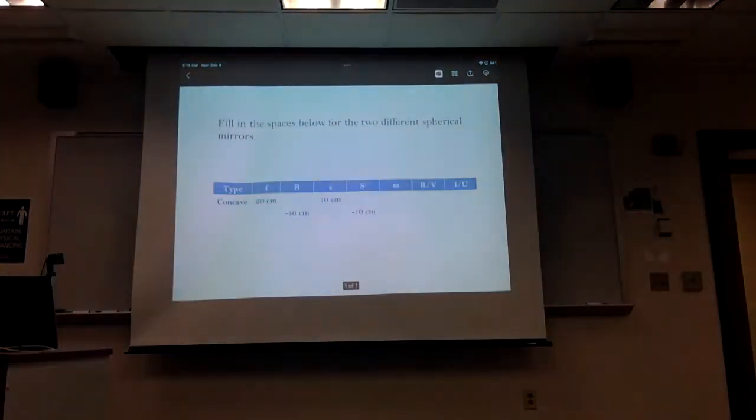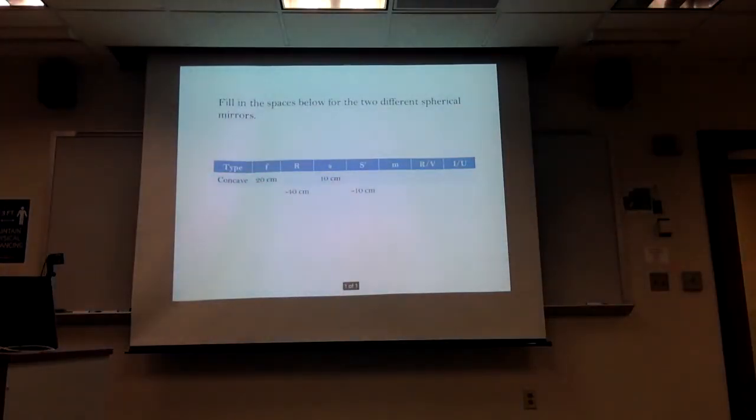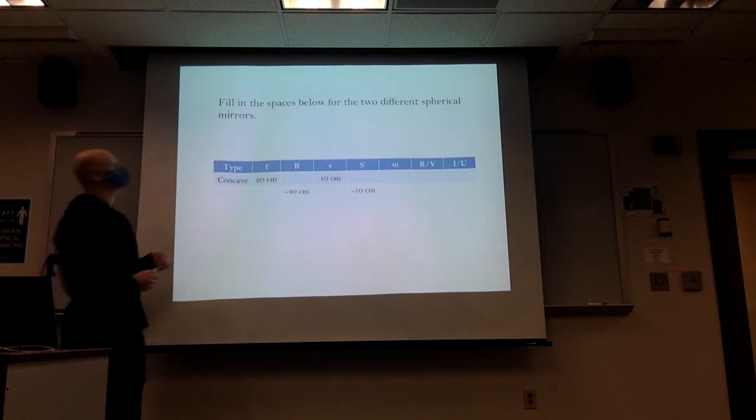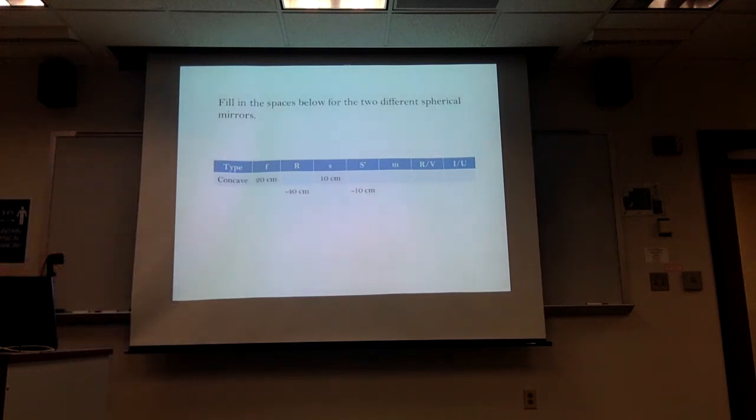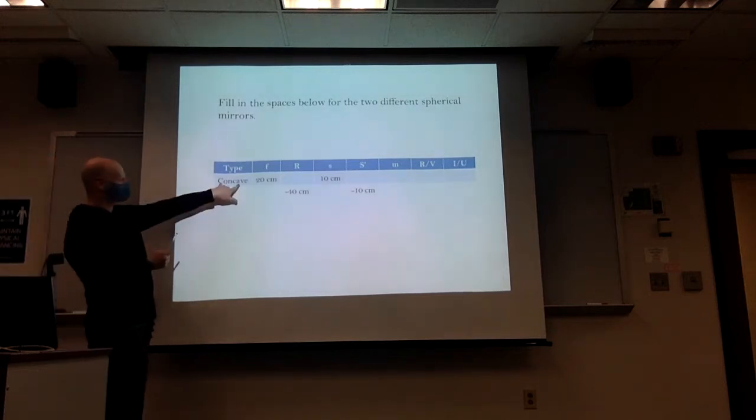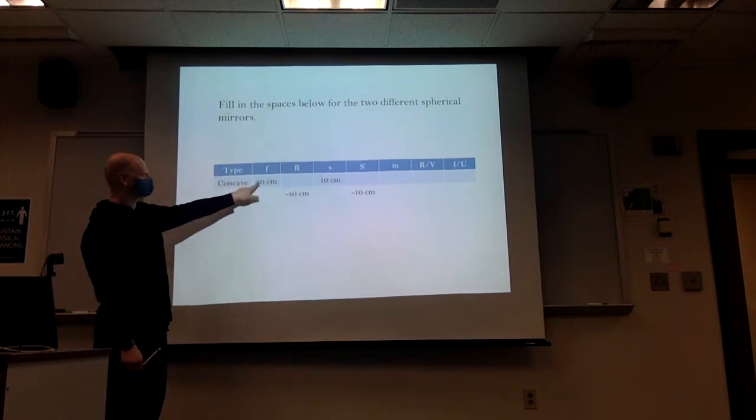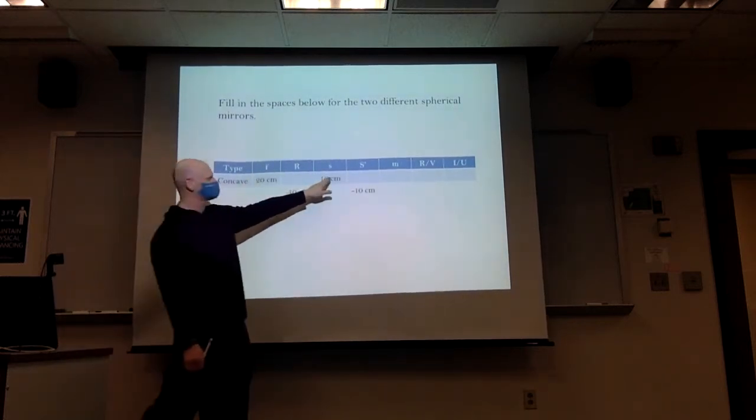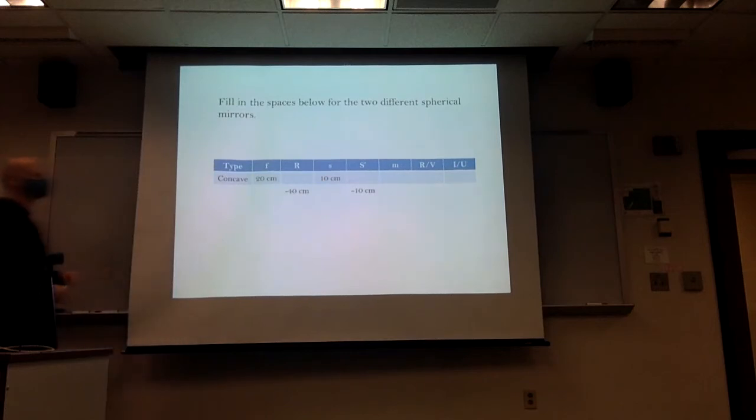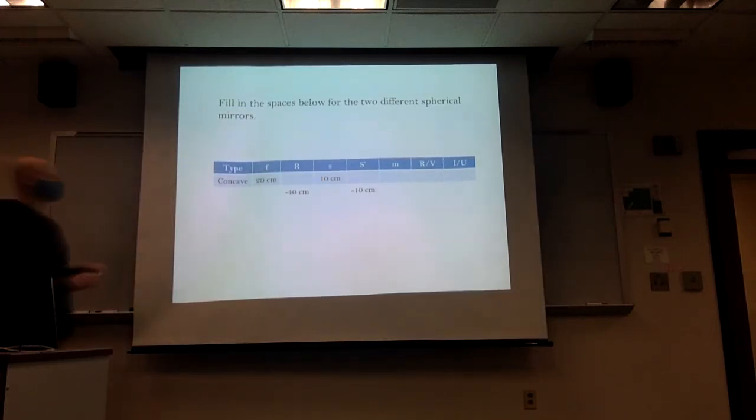So here, all we have to do then is fill out these 2 charts. What I have here is fill in the spaces below for the 2 different spherical mirrors. In the first case, I'm telling you the type of mirror. So this is concave, which means the focal length is positive. In this case, you're told the focal length, and you're also told the object distance. From this, you want to find the radius of curvature.